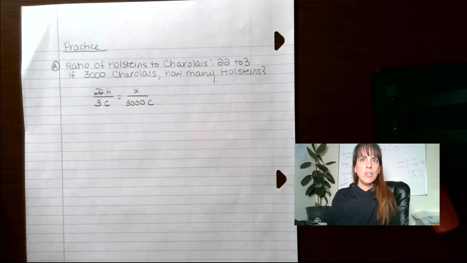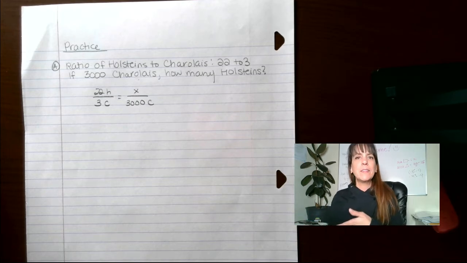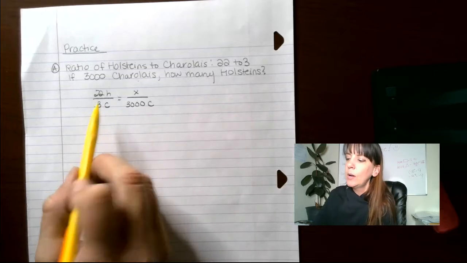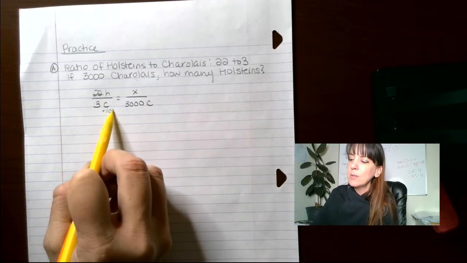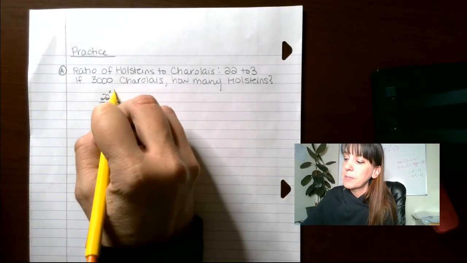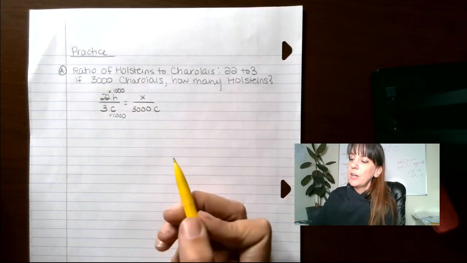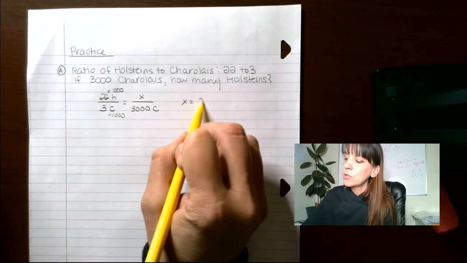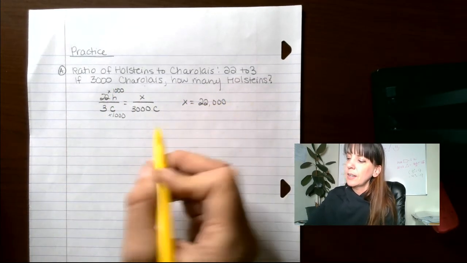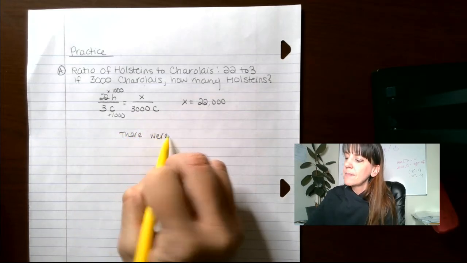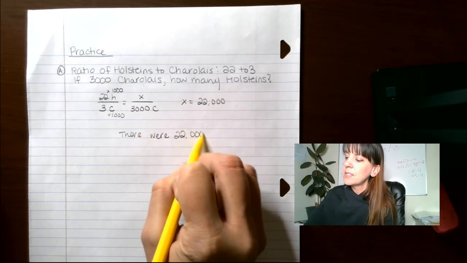Here's another one that we can look at and figure out. If you can't look at it and figure it out, definitely cross multiply. But in this case, I know I can multiply 3 times 1,000, and that will give me 3,000. But if I do it downstairs, I have to do it upstairs here. So 22 times 1,000, x equals 22,000. So there were 22,000 Holsteins.